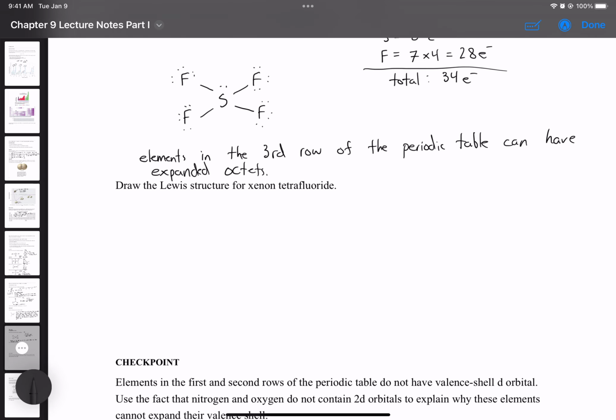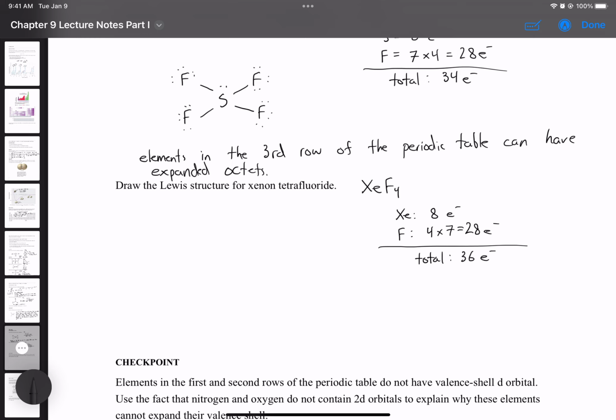All right, now let's draw the Lewis structure for xenon tetrafluoride. So xenon tetrafluoride, just like we drew sulfur tetrafluoride, we're just exchanging xenon for sulfur. Okay, so xenon is actually a noble gas. So xenon has 8 valence electrons. And fluorine has 7, 4 times 7 equals 28 electrons. Okay. So in this case, now we have 36 electrons total.